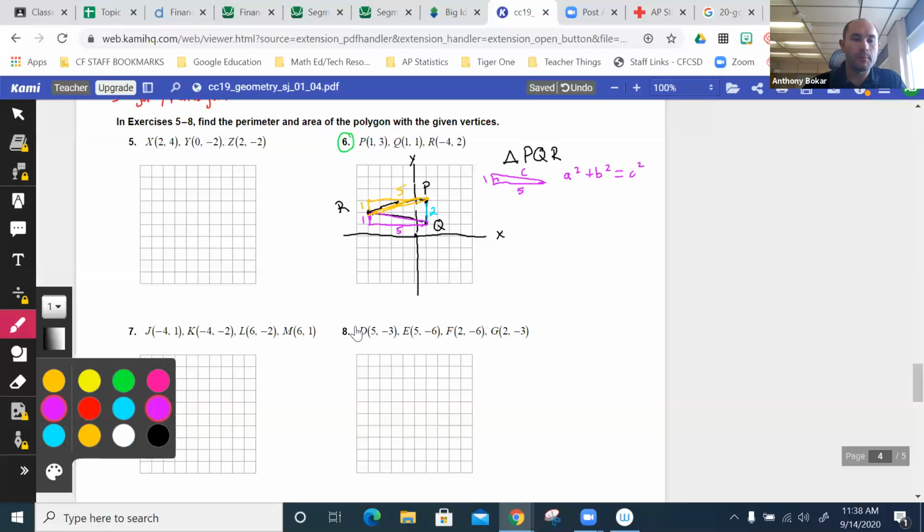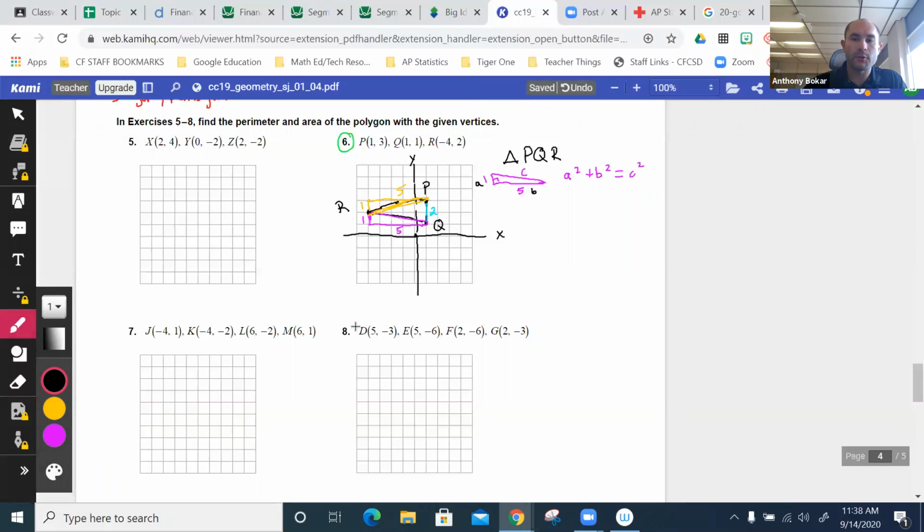A could be 1 and B could be 5, that could be A and this could be B. So this would be 1 squared plus 5 squared is C squared. So 1 squared is 1, 5 squared is 25. So 1 plus 25 is 26. So C squared is 26, which means you take the square root and you get C, or that distance, is whatever the square root of 26 is.